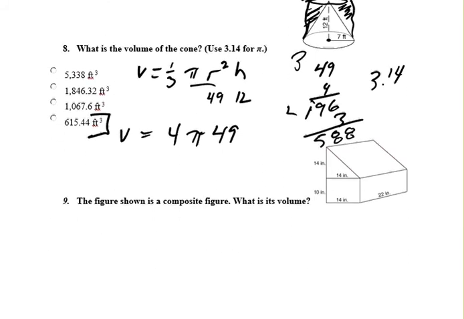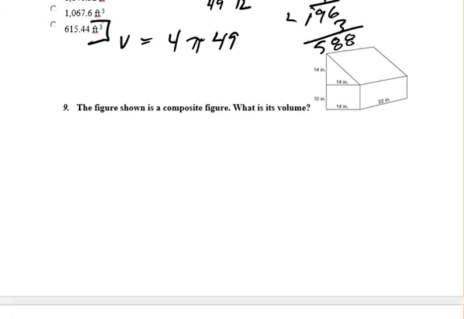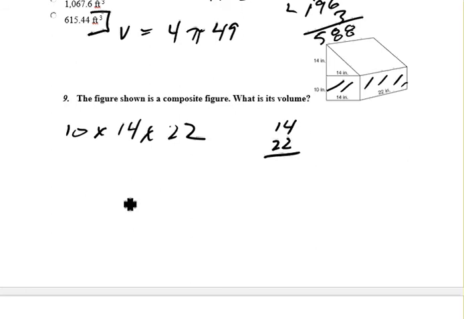Composite figure. Let me get a little room here so I can figure this out. So I need to find the volume of this rectangle, not rectangle, rectangular prism. I never knew what a prism was until I actually started doing a lot of geometry. Okay, and that's going to be easy. That's just going to be 10 times 14 times 22. Again, I don't have my calculator, drats. I'm going to do 14 times 22 and then multiply it by 10 because I'm good at multiplying by 10.